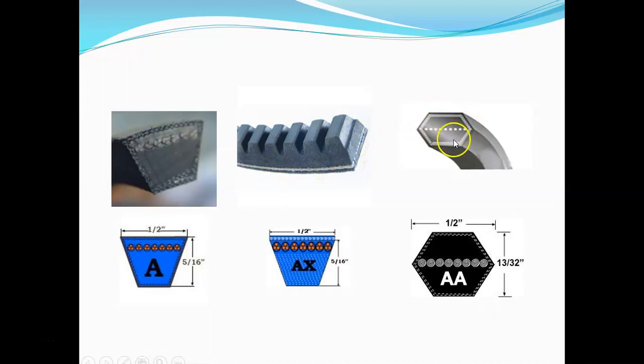And then a cross-section size of the double angle V-belt. So let's notice the sizes. We start out with your classical V-belt, which is an A. Then we have the cogged V-belt, and it has an X in it, so AX. And then we have a double angle V-belt, it's an AA.